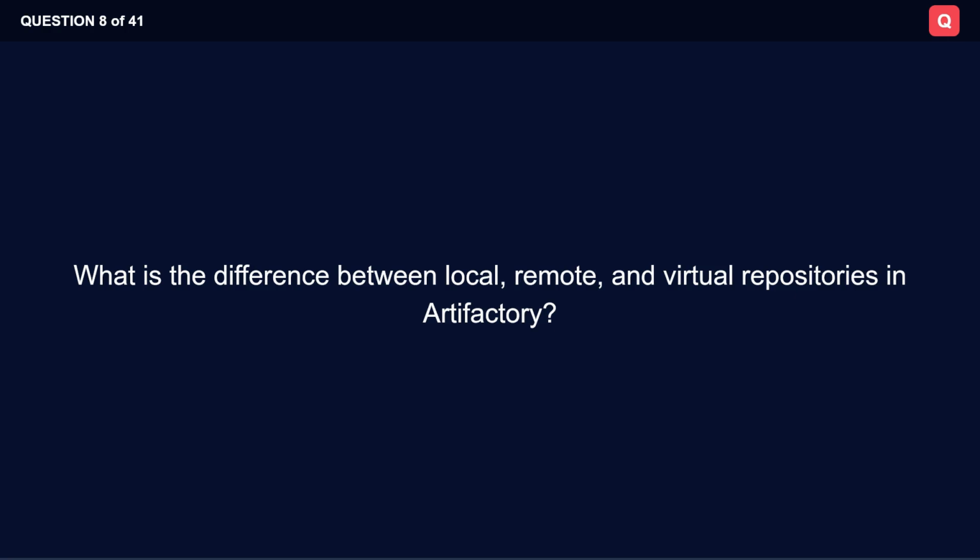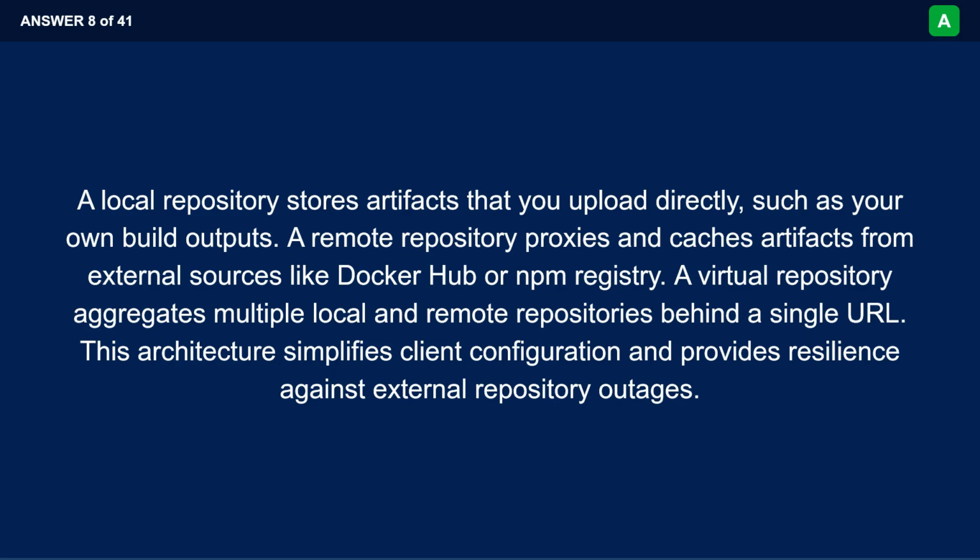What is the difference between local, remote, and virtual repositories in Artifactory? A local repository stores artifacts that you upload directly, such as your own build outputs. A remote repository proxies and caches artifacts from external sources like Docker Hub or NPM registry. A virtual repository aggregates multiple local and remote repositories behind a single URL. This architecture simplifies client configuration and provides resilience against external repository outages.